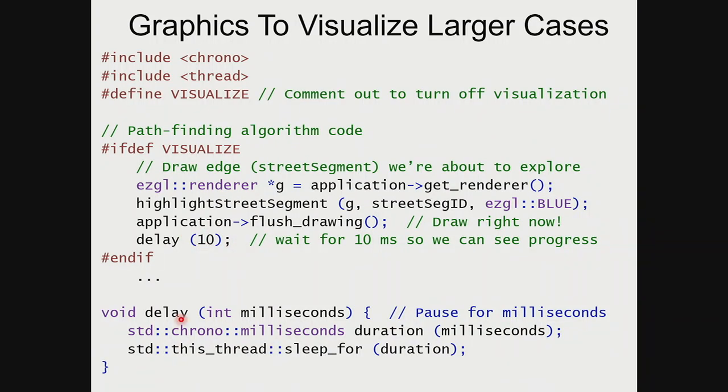And this delay we define to be in terms of milliseconds, and it's using the chrono library with a sleep_for function. So this line will just tell the program not to do anything for the next duration, in this case, 10 milliseconds.